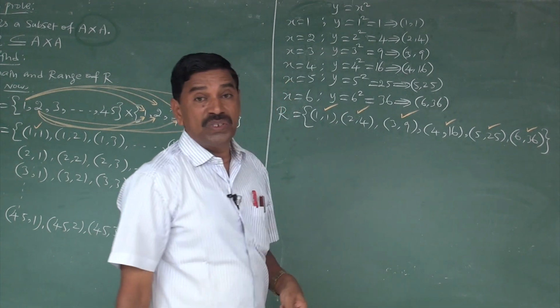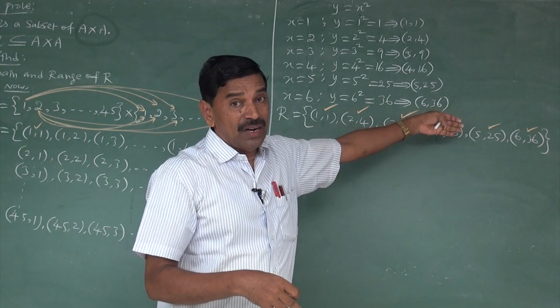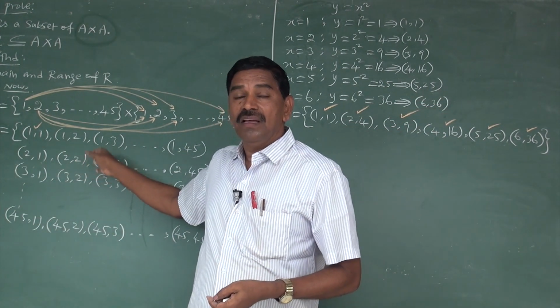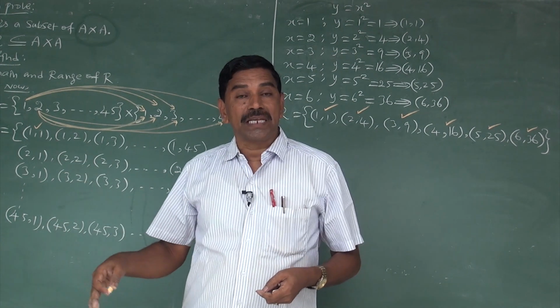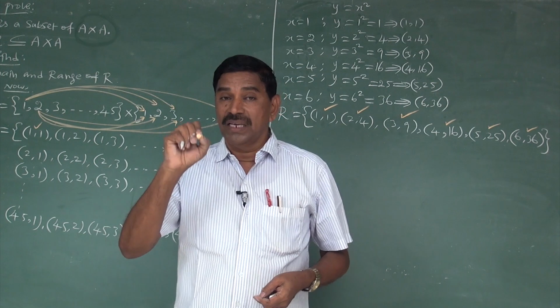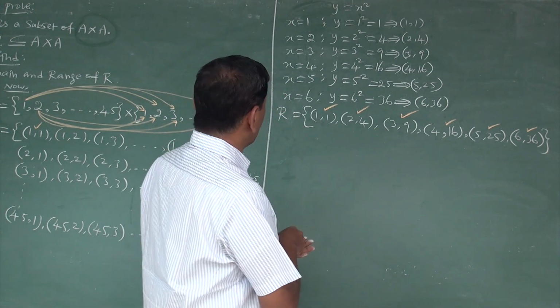Therefore, what is your conclusion? Good. All the elements in R are the elements of A cross A. Therefore, R is a subset of A cross A. That is, write in notation form: R is subset or equal to A cross A. So now I want to write the conclusion.